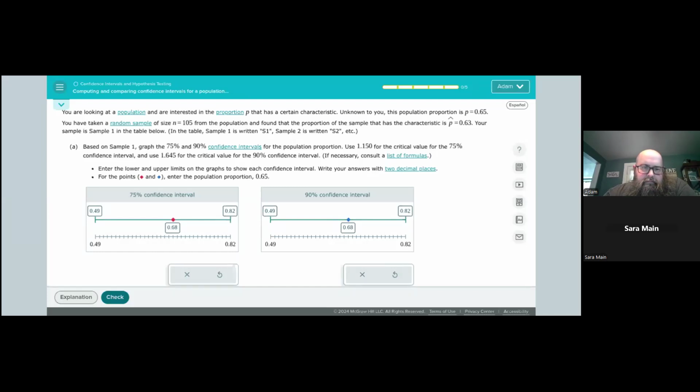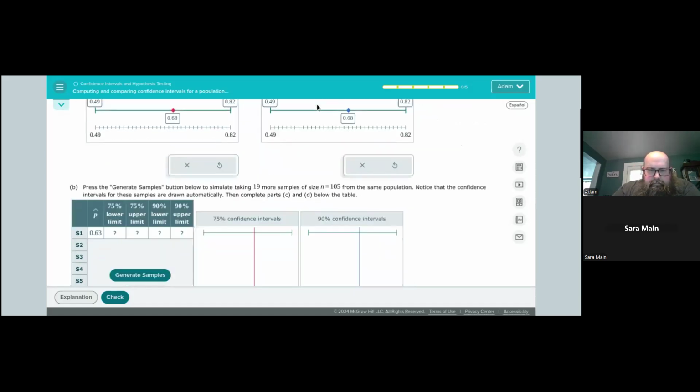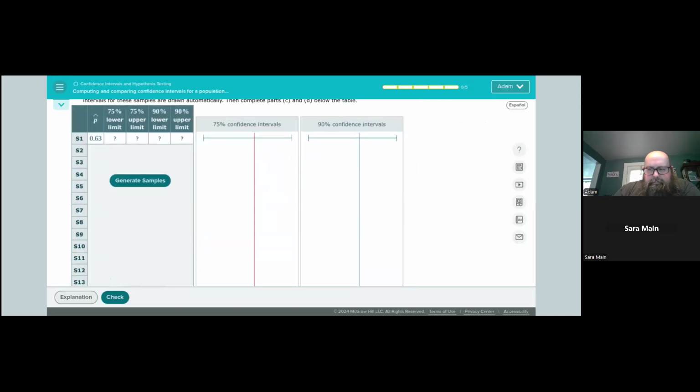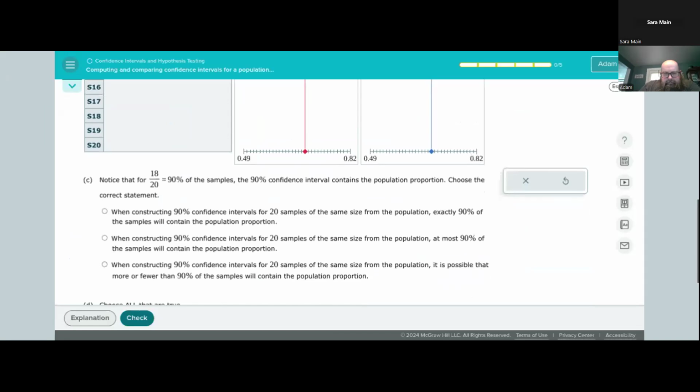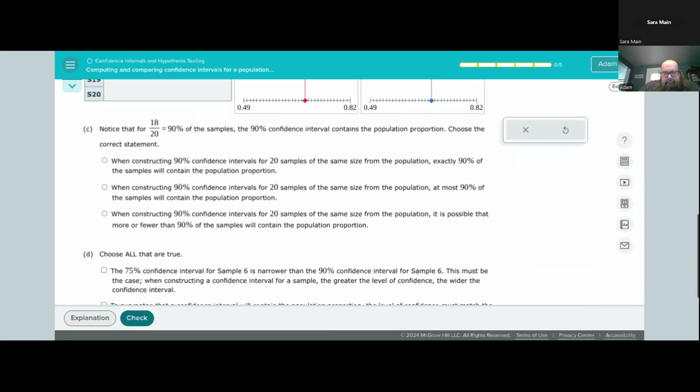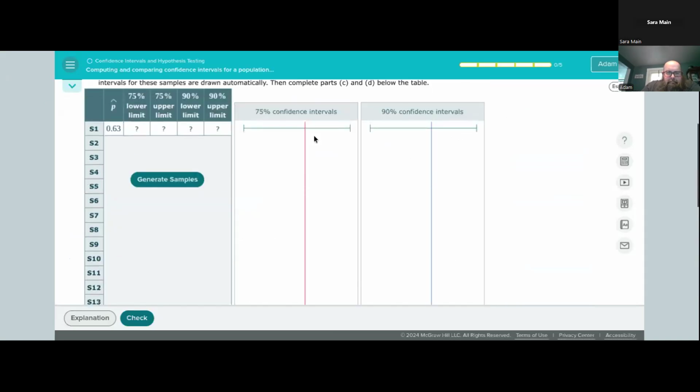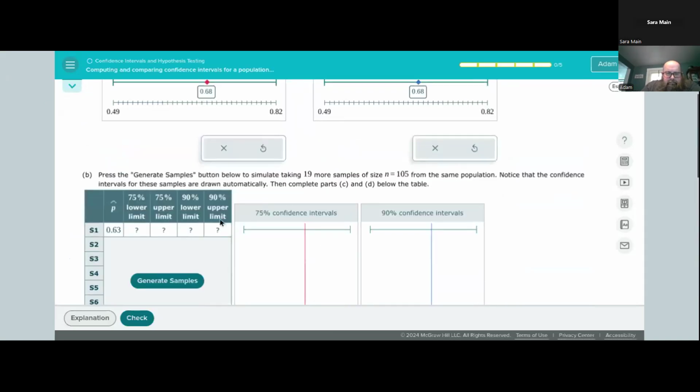So go ahead and scroll down. I'm going to make this view bigger. There we go. So if you scroll up for just one moment, we're going to run the samples. Go ahead and hit generate samples for us.